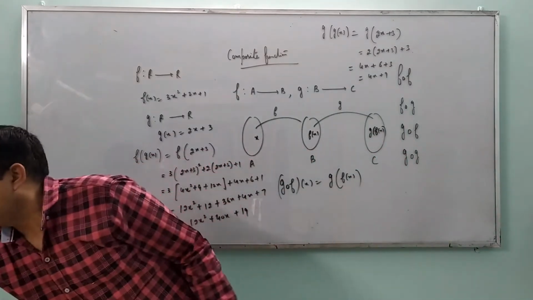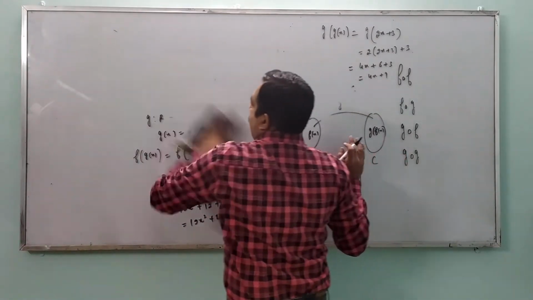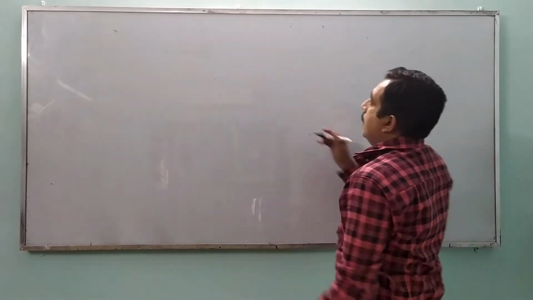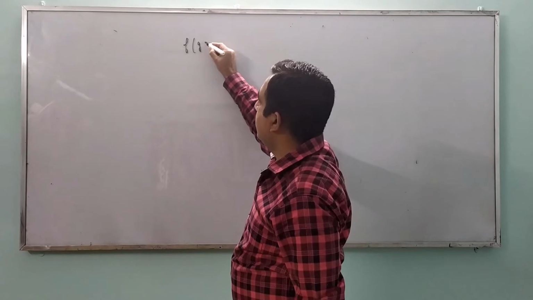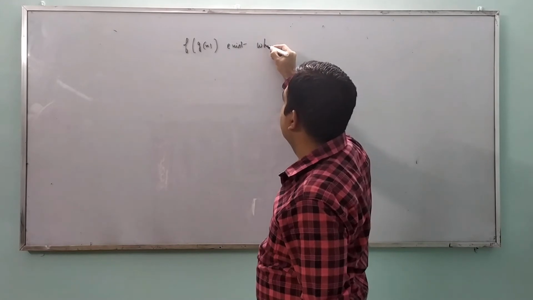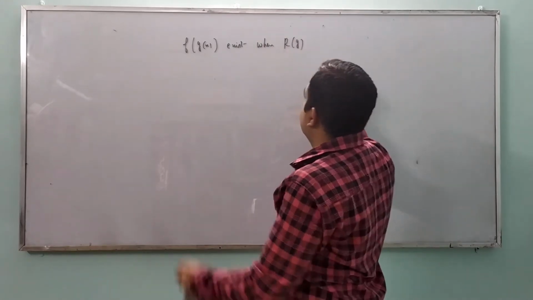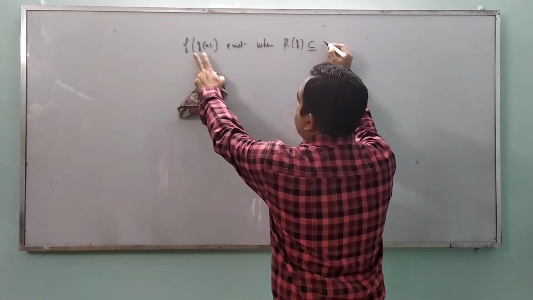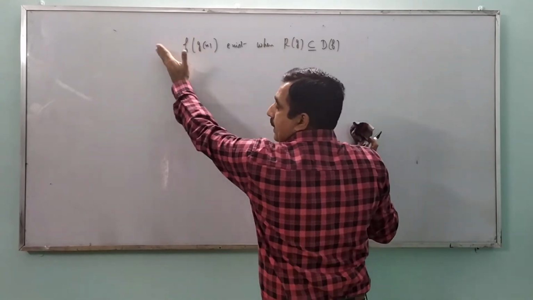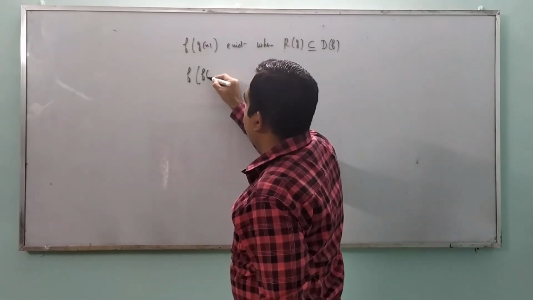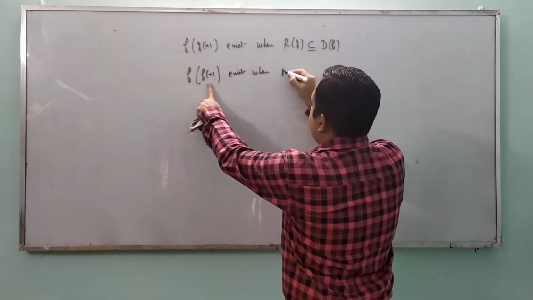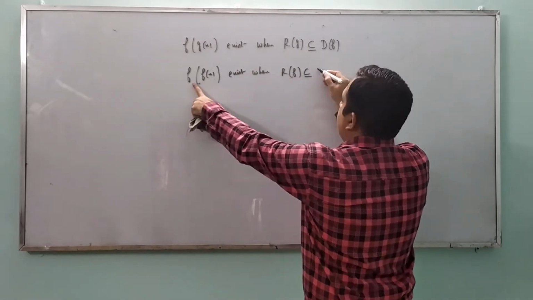Second, suppose I have to write f of g(x). The condition for f of g(x) to exist is when the range of g is a subset of the domain of f. Range of g is a subset of the domain of f. F of f exists when the range of f is a subset of the domain of f.